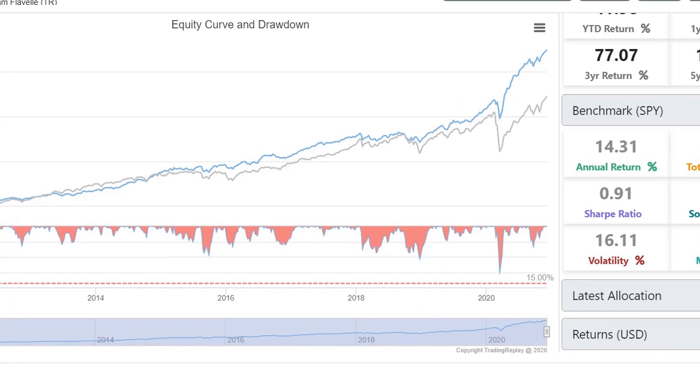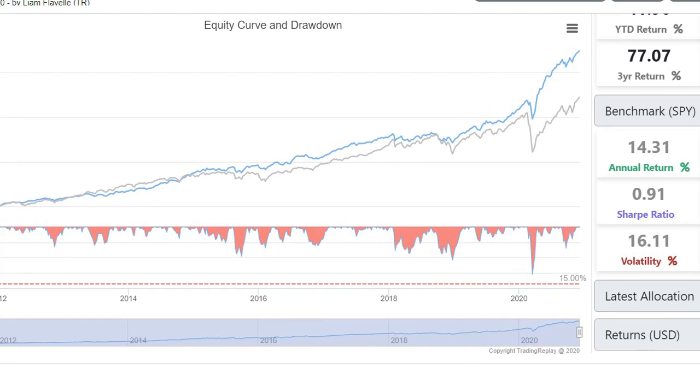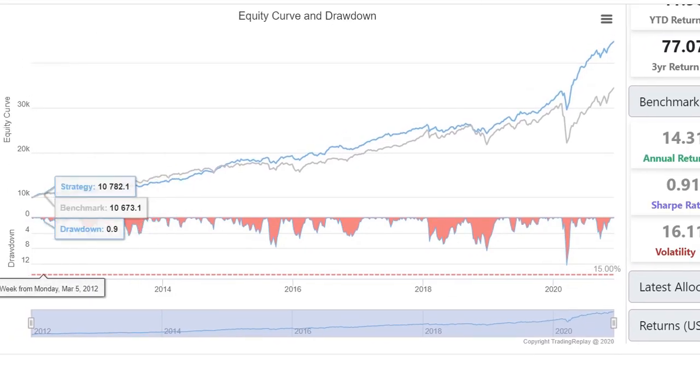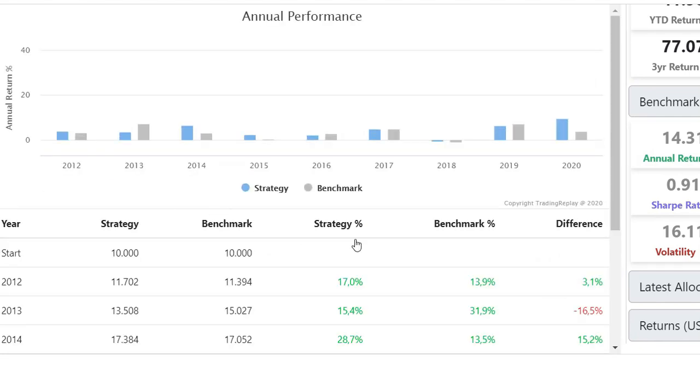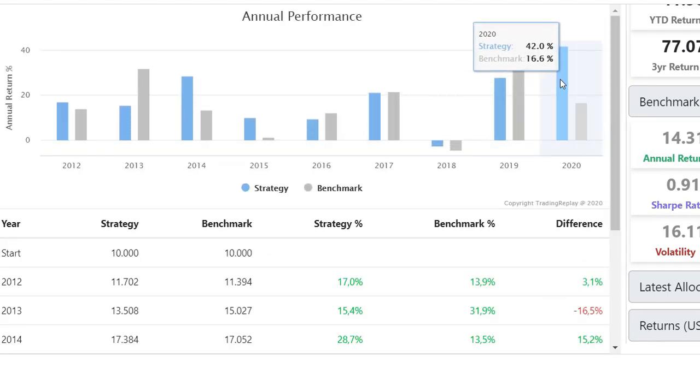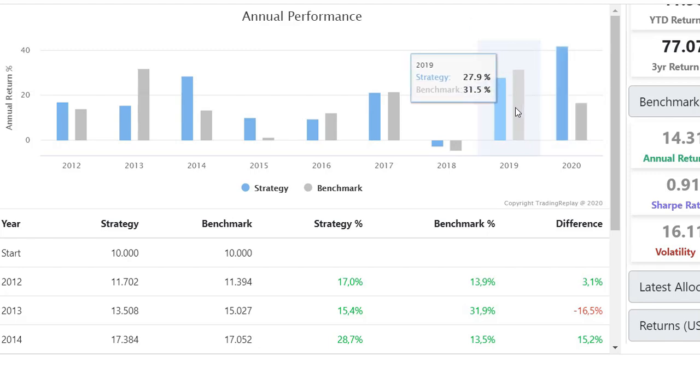All right, when we take a look at the performance stats here, the annual returns here, we have around 42%. Compared to the benchmark around 17. You can see it's not every year that this strategy is beating the market. For instance, in 2019 it was, quote unquote, only making around 28%, where the market made 31.5.